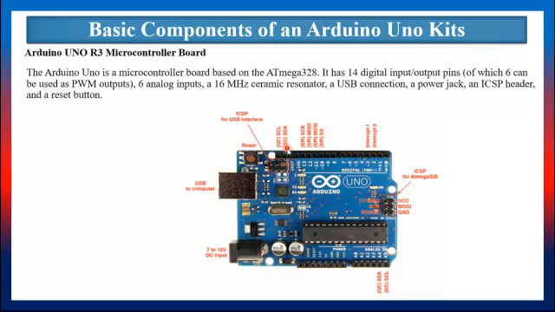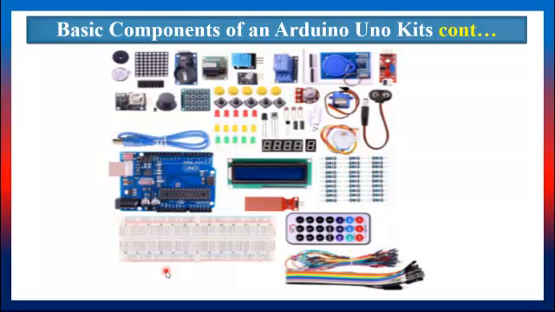We also have pin 13, 12 down to pin 0, which are the digital pins, and then we also have the analog pins A0 to A5, and then we have the other power pins here, the ground, the 5 volts, the 3.3 volts, and the rest of them. Now, the Arduino Uno kit comes with different components. This involves both electronic components and then the sensors.